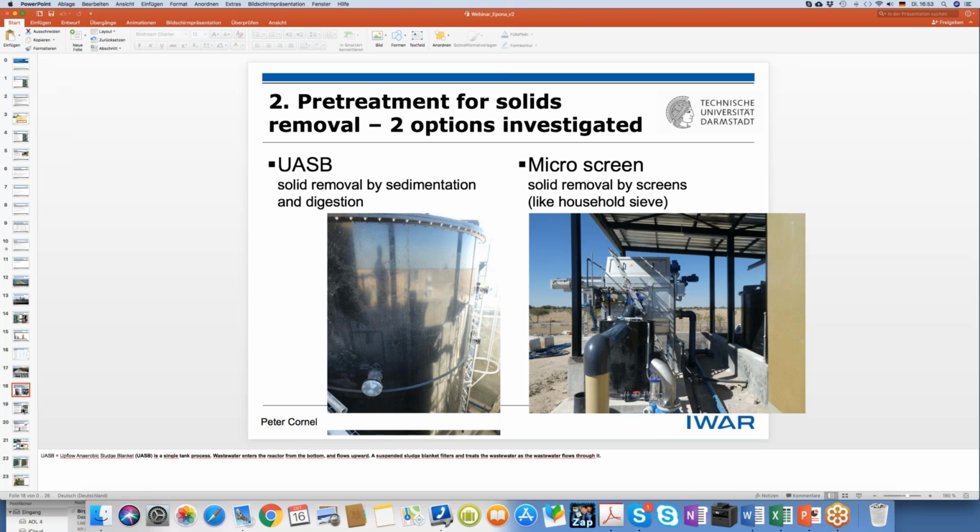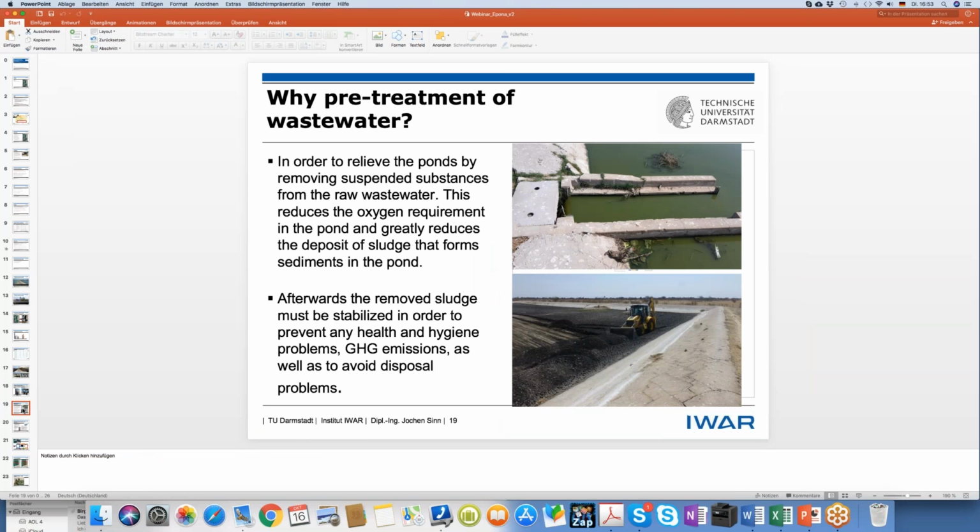And if you look a little bit closer, why do we pre-treat the wastewater? In order to relieve the ponds by removing these substances from the raw water. This reduces the oxygen requirement in the pond and greatly reduces the deposit of sludge. I mean, this is very clear, that form the sediments, and afterwards the removed sludge must be stabilized in order to prevent any health and hygiene problems, greenhouse gas emissions, as well as to avoid disposal problems.